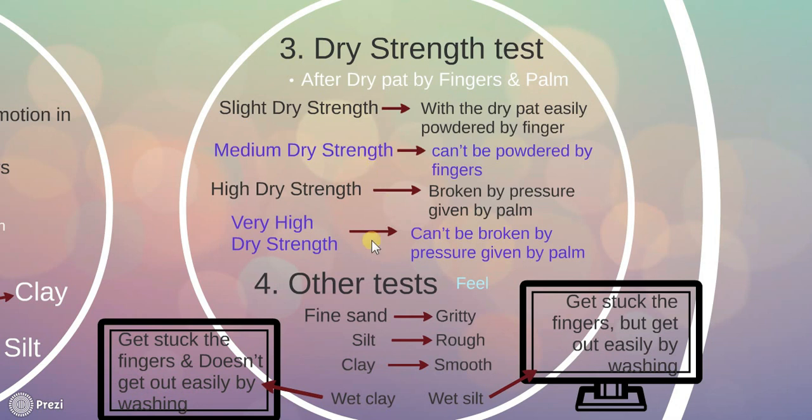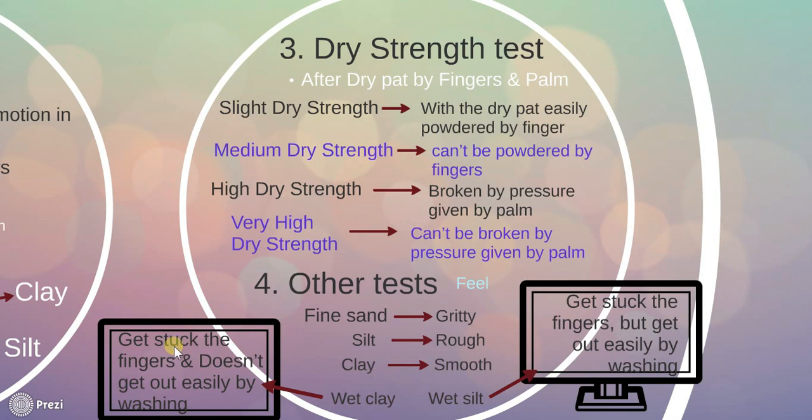Let us go to the next test, other tests. In other tests, there are many miscellaneous tests which are very simple and basic. These tests can be done by feel only, the feel of that soil pad. Like if the feel of that soil pad is gritty, then it must be fine sand. If it is rough in feeling, it is silt. If it is smooth, then it must be clay.